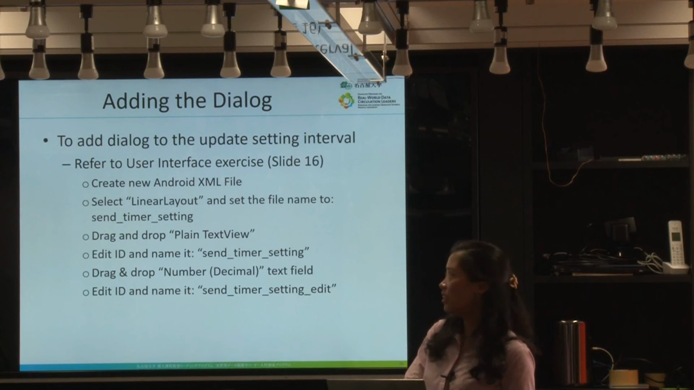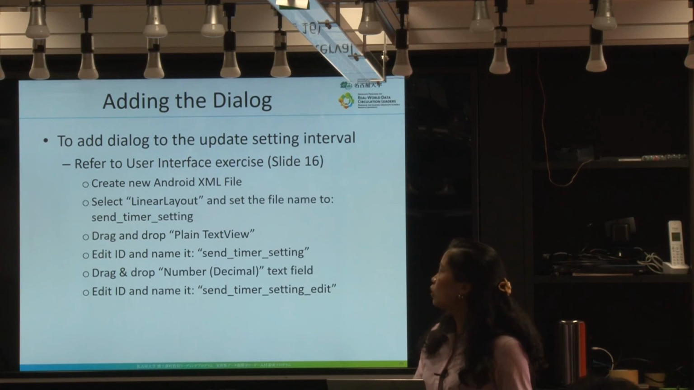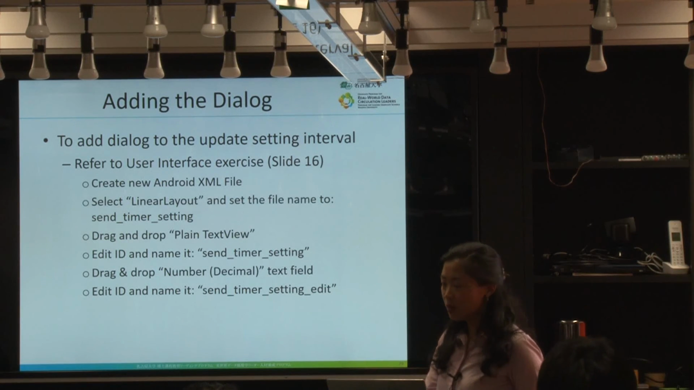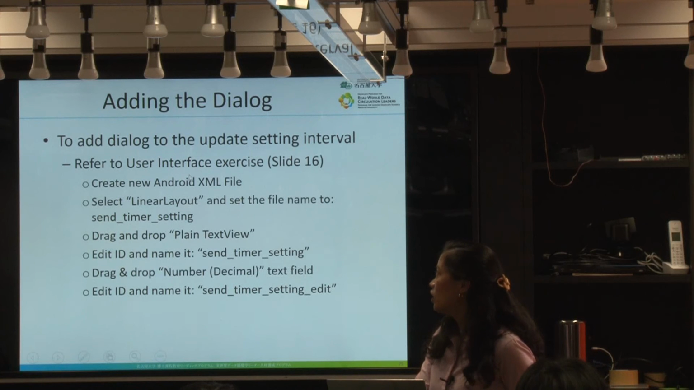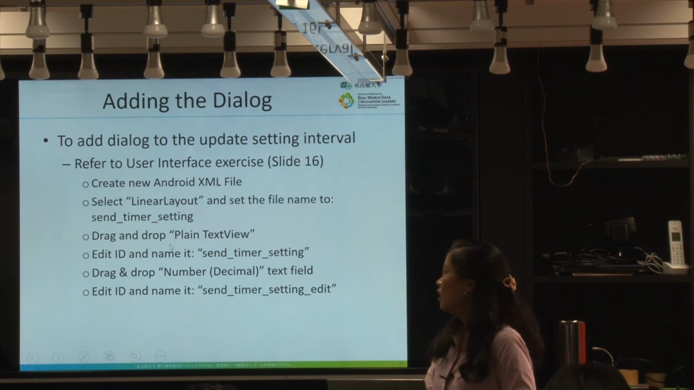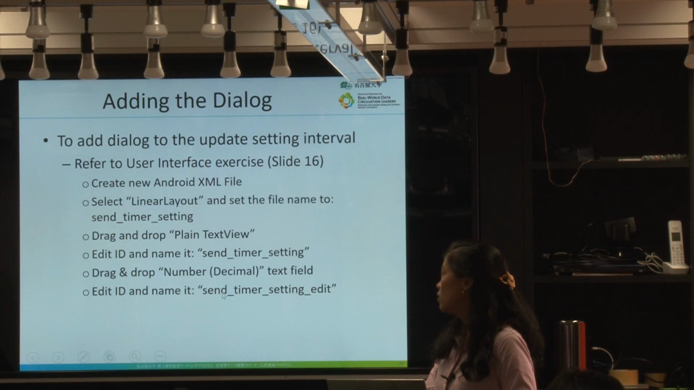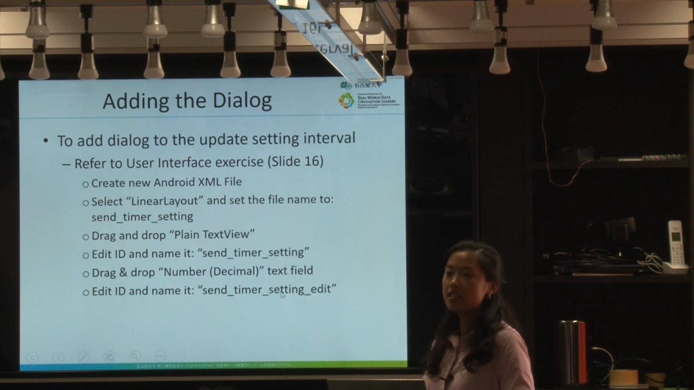Then you need to add the dialog. So please refer to the user interface exercise on slide 16. I think we did this last session, wherein you create a new Android XML file, and then you select the linear layout and set the file name to send timer setting, and then you drag and drop a plain text value, and you edit the ID and name it send timer setting, and then you add number decimal to the text field, and then you edit the ID and name it send timer setting edit. So this is just the same as our exercise last session.